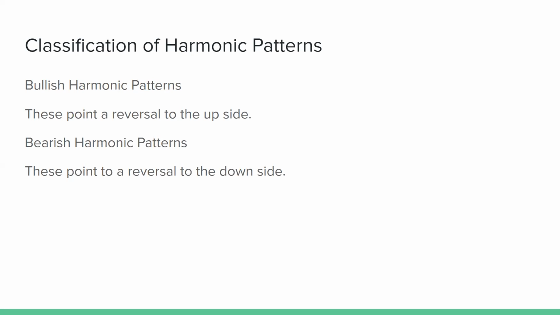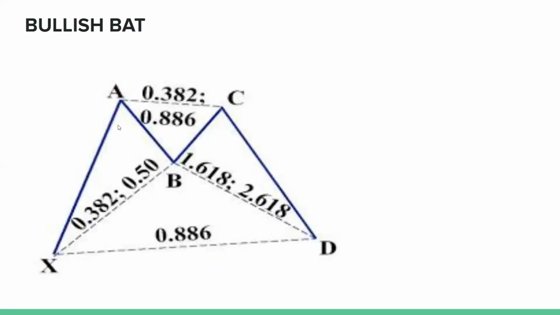Let's go on. Classification of harmonic patterns. We have the bullish one and the bearish one. Bullish ones point to a reversal to the upside, and the bearish ones point to a reversal to the downside. Let's go on. Now we're going to start with the bullish bat.